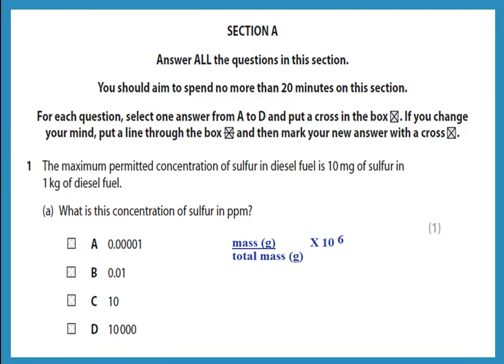to the power 6. Now, he says I have 10 milligrams of sulfur in 1 kilogram of diesel fuel. So I have to convert all of this into grams. So I have 10 times 10 to the minus 3, that is the 10 milligrams, over 1,000, that is the 1 kilogram of fuel, times 10 to the power 6. And if you do that, the answer comes out to be 10. And that means that the concentration in parts per million is 10. So you put an X in the box next to C.